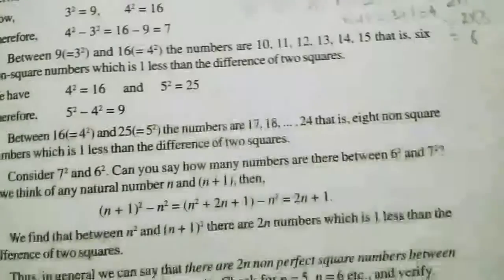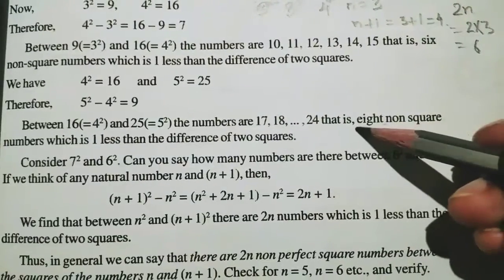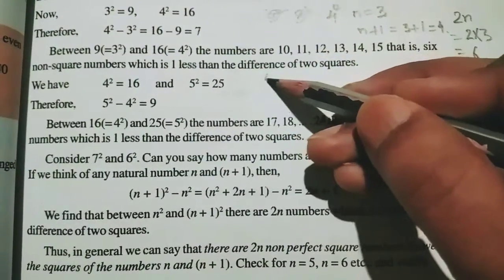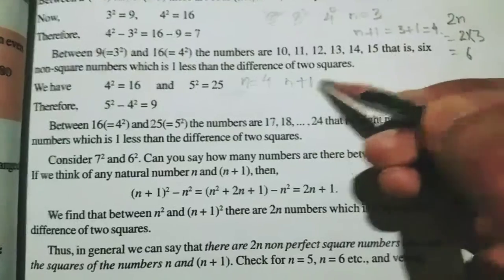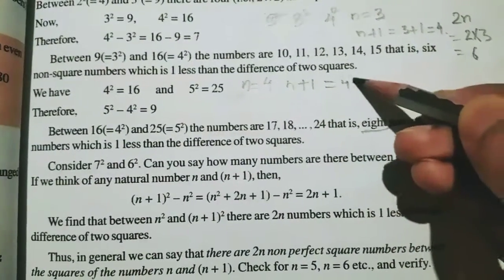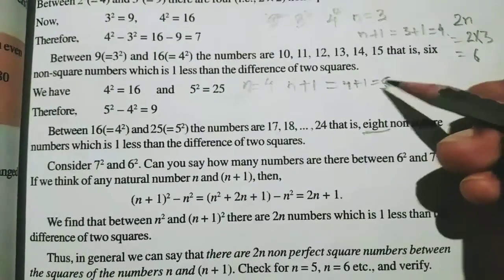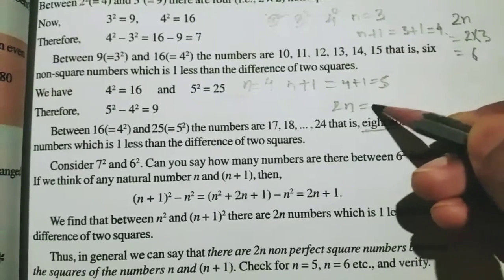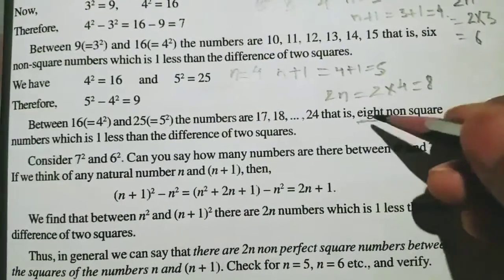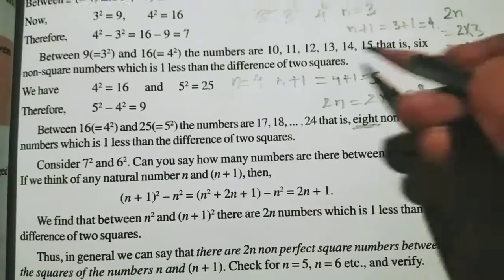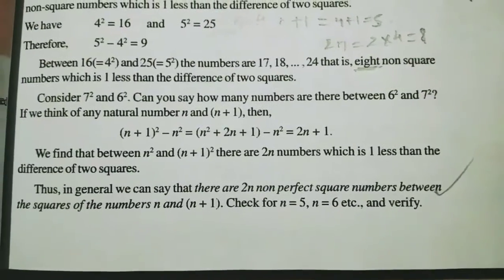Understanding or not? Again, see here the answer was 8 non-square numbers. So how can you get 8 now? See here, between 4 and 5. So suppose n is 4. Then n plus 1 will be 4 plus 1, 5. Okay, between 4 square and 5 square we want the non-square numbers. So the formula is 2n. So 2 into n is 2 into 4. So 2 fours are 8. So we got 8. See here, directly we are getting 8 non-square numbers between 4 square and 5 square. Understood? And that's why this formula is given.